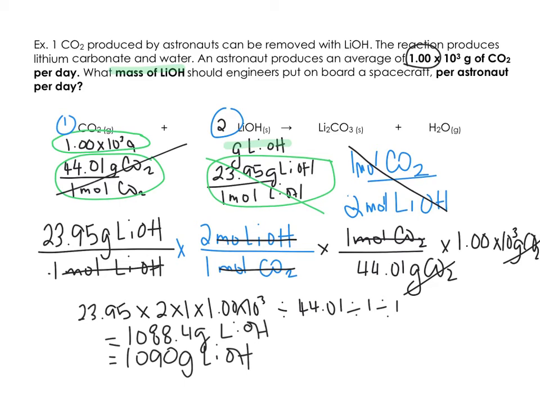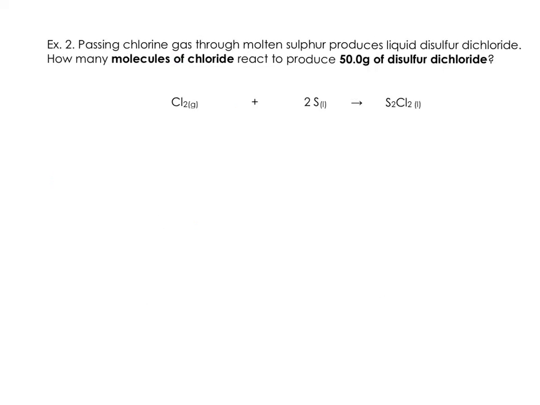So all you would need now is a statement. So you would just write out: 1090 grams of lithium hydroxide are used per astronaut per day.